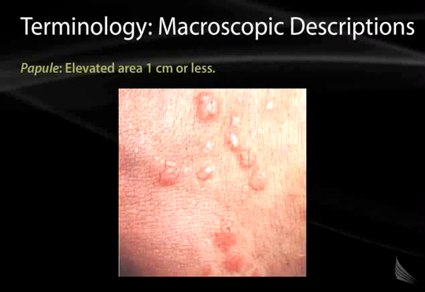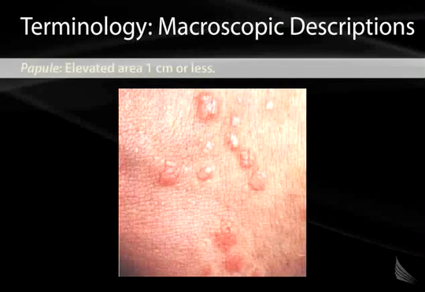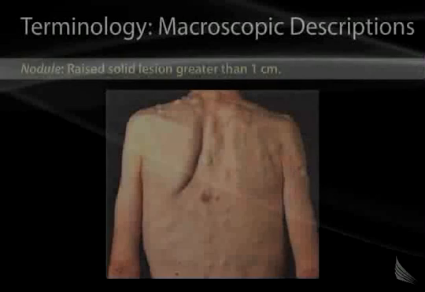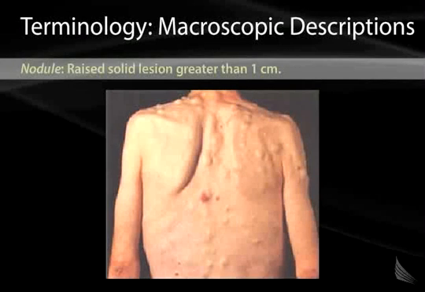The second macroscopic descriptor is papule. A papule is an elevated lesion of less than 1 centimeter in diameter. Coupling the two terms macule and papule, one can now understand what the term maculopapular refers to and what it does not. A nodule is a raised solid lesion of greater than 1 centimeter in diameter.